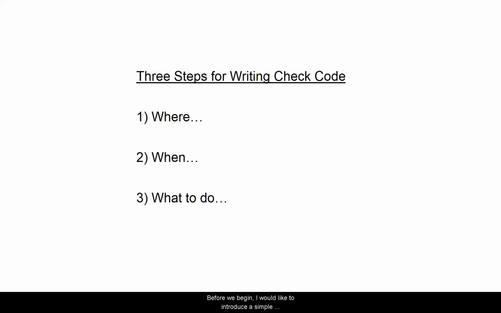Before we begin, I would like to introduce a simple framework for you to remember that describes the 3 steps for writing check code. These 3 steps describe what the computer needs to know about the action you want it to make. The first step is where, as in, where does the action need to happen? The second step is when, as in, when does the action need to happen? The third step is what to do, as in, what action do you want the software to complete? Remembering these 3 steps will aid you as you start to become more familiar with writing check code.